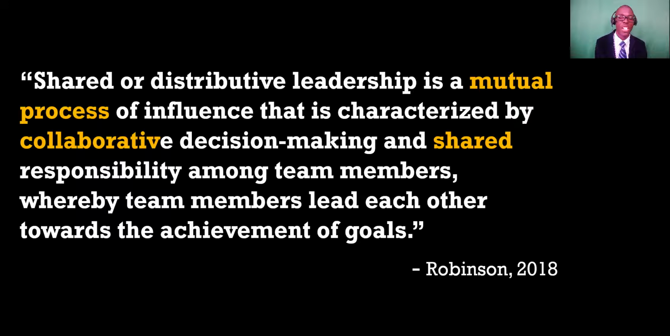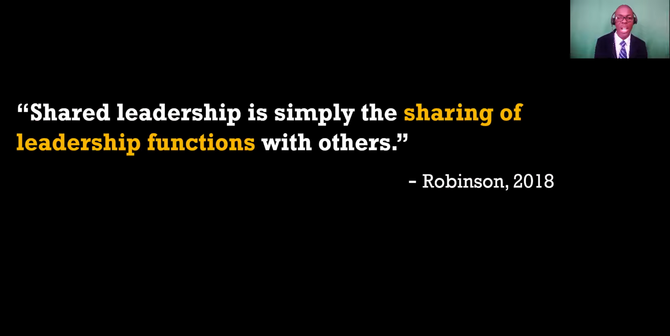Shared or distributed leadership is a mutual process. It's a bi-directional process of influence that is characterized by collaborative decision-making and shared responsibility among team members, whereby team members lead each other towards the achievement of goals. So again, it's collaborative decision-making and shared responsibility among team members. I like to think of it this way. Shared leadership is simply the sharing of leadership functions with others. You distribute those leadership functions with others.